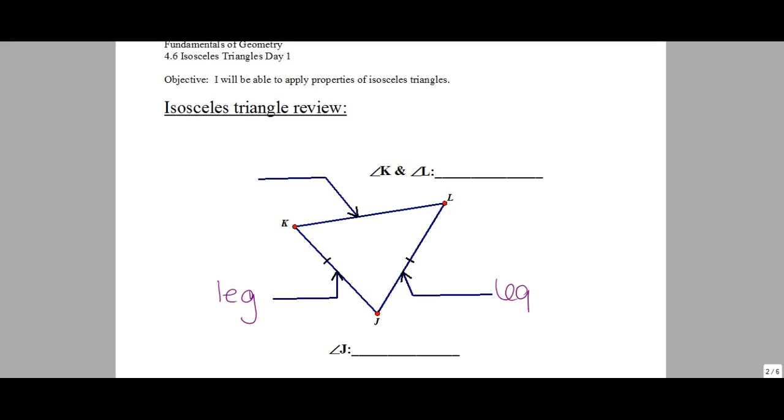What about that third side? That third side we call the base. So KL is the base. Attached to the base, angle K and angle L, we call those base angles. And then the two legs form an angle. That angle J we call the vertex angle.